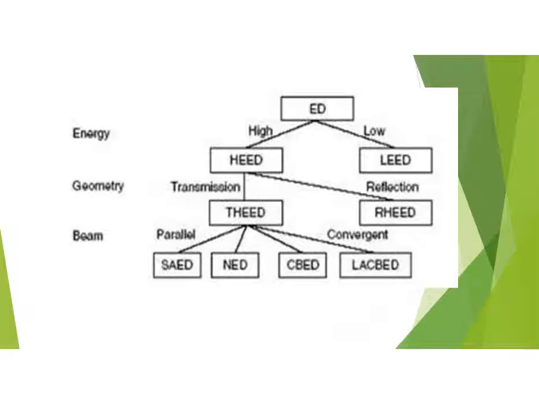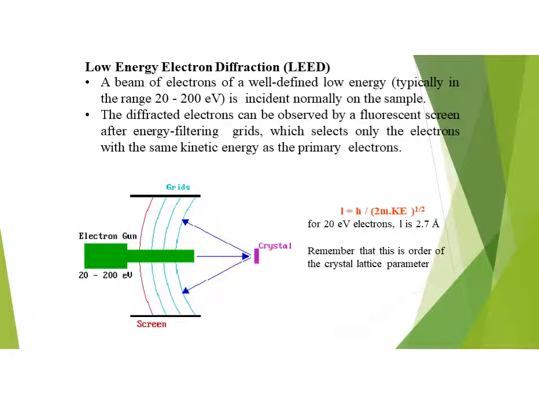We say energy, geometry, and beam. Let us discuss how low energy electron diffraction microscope works. A beam of electrons of well-defined low energy is incident normally on the sample. The energy of the beam may range from 20 to 200 electron volts.